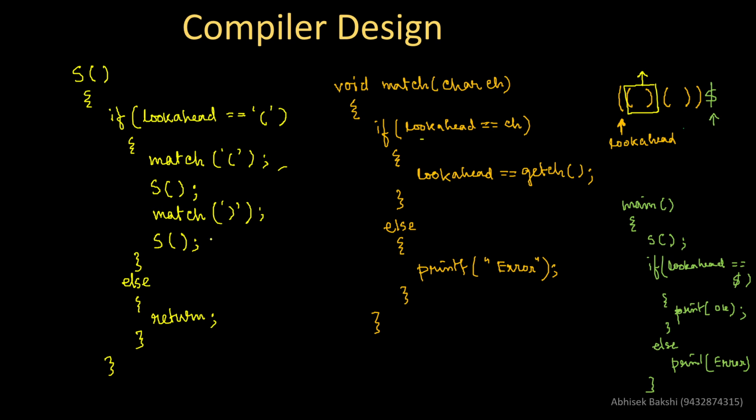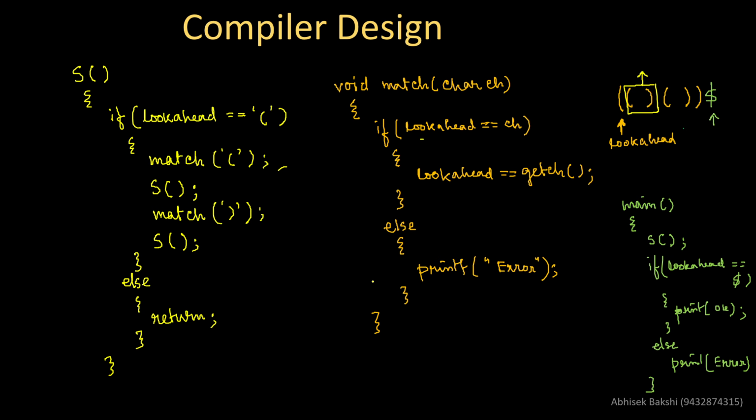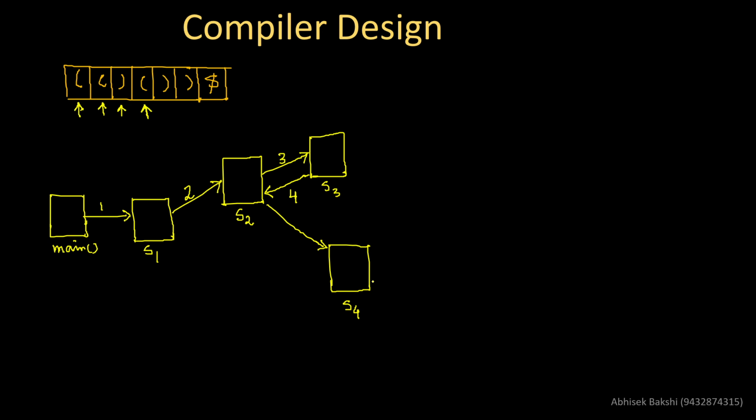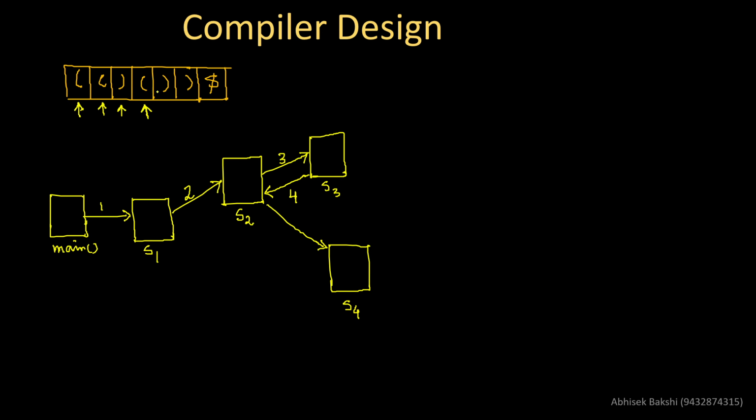And with respect to this S function, again a fourth clone will be called from here, right? A fourth clone will be called. And with respect to the fourth clone, what is the status? The status is, it is basically pointing to this lookahead, right? To this lookahead.